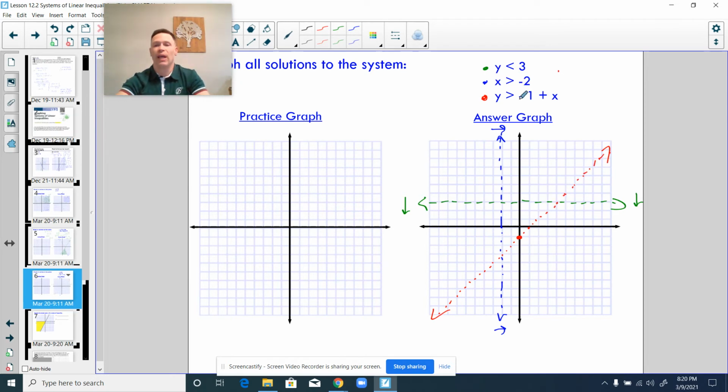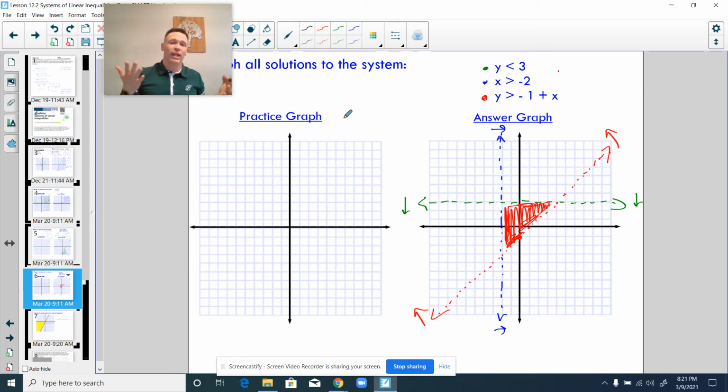All right. And again, this one's solved for y, so we can use that trick. This is greater than, so I'm shading actually above that line. So now what we end up with is below the green line, so in this half, to the right of the blue line, but then above the red line, which leaves me with just this little triangle in the middle. So that is my double shaded region.